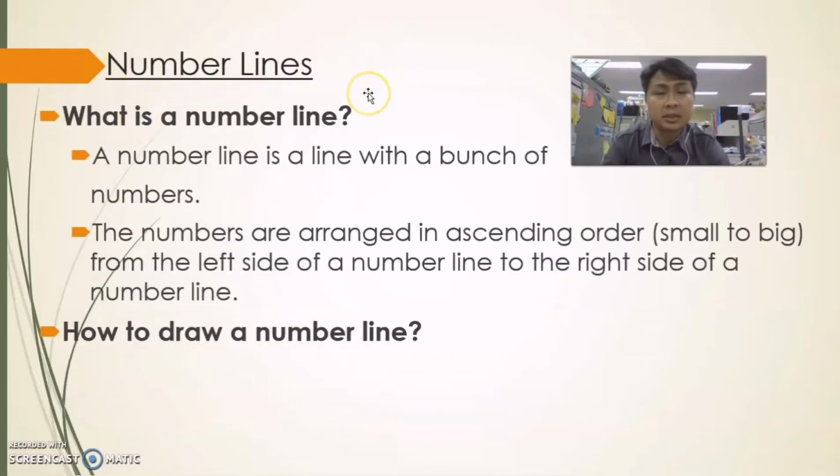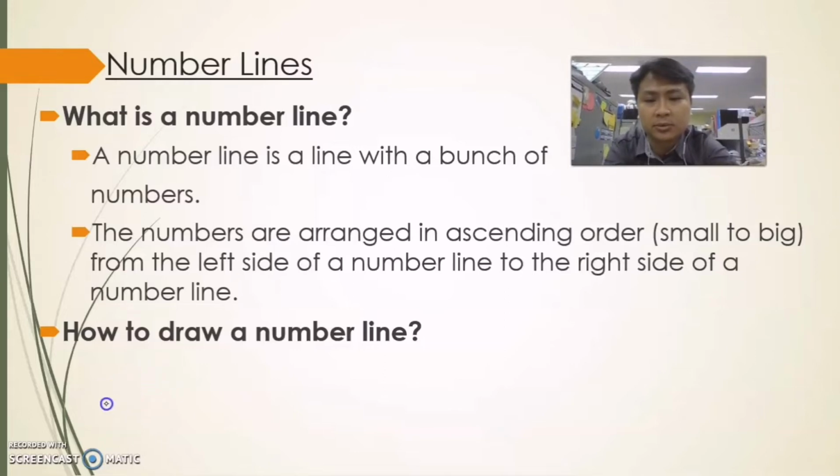Basically, a number line is just a line with a bunch of numbers on it. The numbers are arranged in ascending order, which means from small to big, from the left side of the number line to the right side of the number line. So how do we actually draw a number line? You will use your ruler and your pencil. Draw a line that is pointing to the right-hand side.